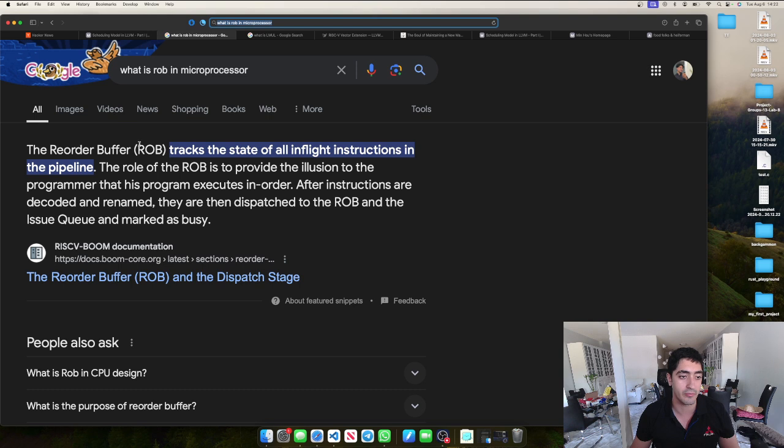The reorder buffer tracks the state of all in-flight instructions in the pipeline. The role of the ROB is to provide the illusion to the programmer that their program executes in order.